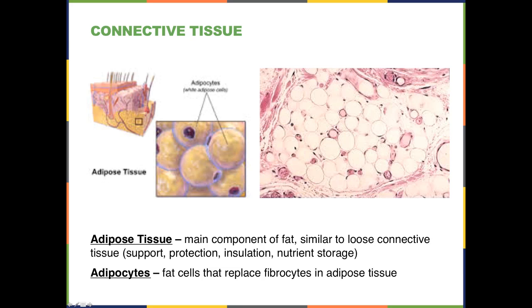And adipocytes are what replace fibrocytes in adipose tissue. So instead of fibrocytes, you have these adipocytes. And you can see over here in this section of skin, you have the epidermis we talked about, the dermis, and then the fatty layer here. The adipose tissue is below that.